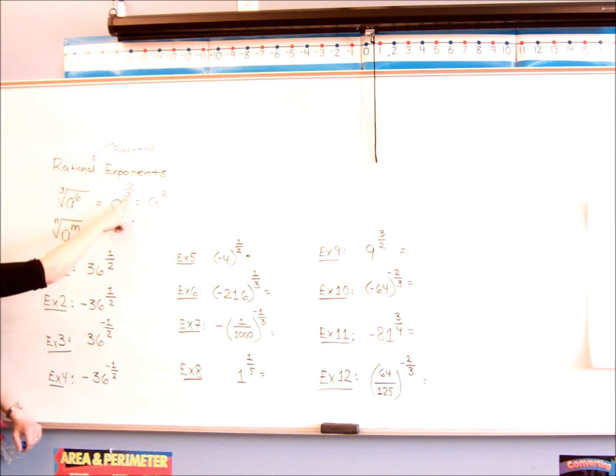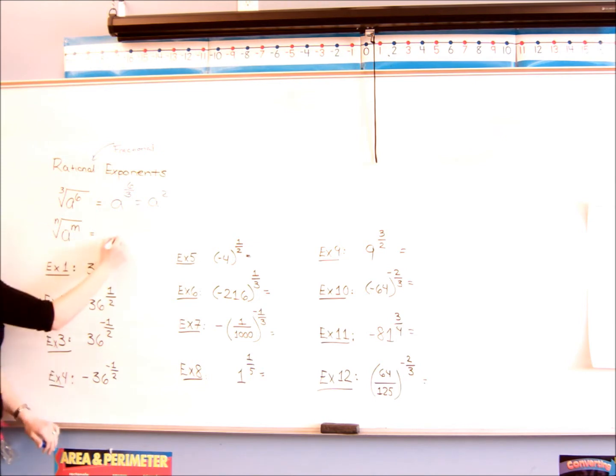Do you notice that the denominator is just your index? So the denominator of the fractions are the roots, and they're telling you what type of root to take. Take a cube root. Okay, so our proper definition of this is the nth root of a to the m is just a to the m over n. So you divide by your index, whatever is inside.